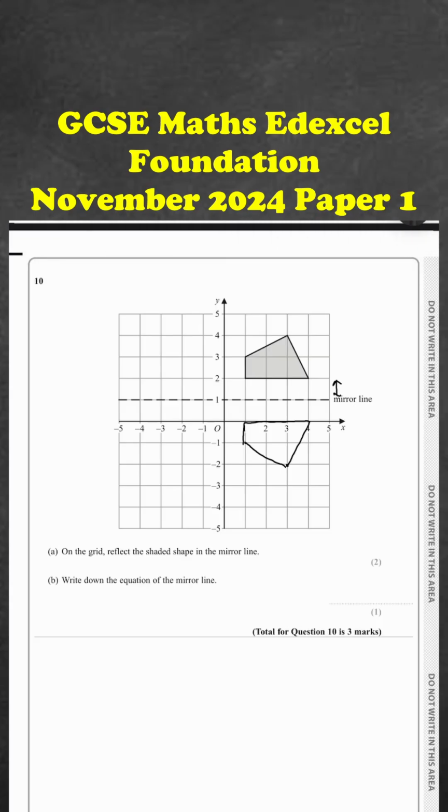Okay, and part B, write down the equation of the mirror line. So we can see it goes through the point where y equals 1, and every single point on that line, y is going to equal 1. Therefore, our line equation is y equals 1.